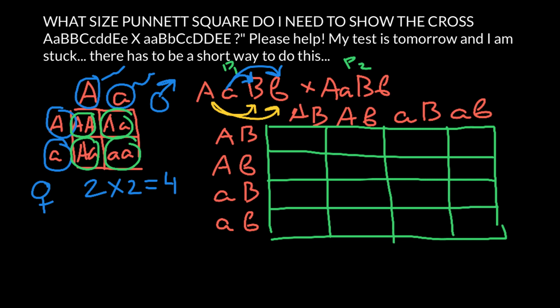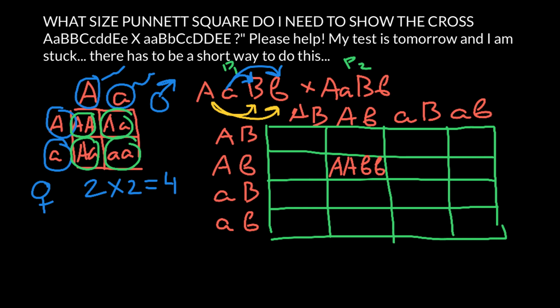Let me fill just one. For example, let it be this one. So here is going to be genotype capital A, small b, small b. So we are going to have 16 such genotypes. Some of them would repeat, but our Punnett square is going to be 4 by 4.